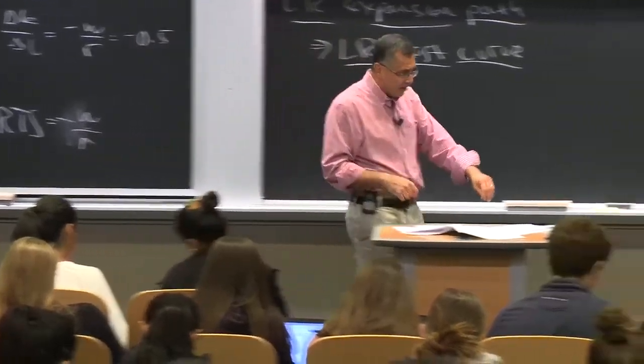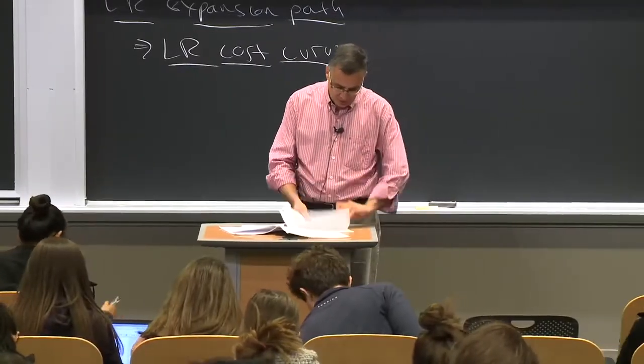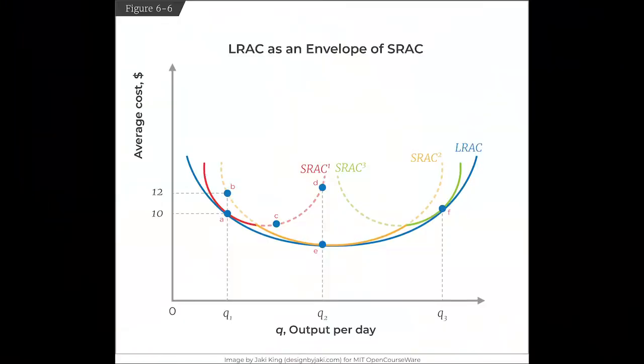So to see that, let's go to figure 6.6. This is a confusing figure, so bear with me as I walk you through it. Consider a firm with 3 possible sizes of plants. They're going to build a plant, so the capital here is the building, and there are 3 possible sizes: small, medium, and large. The small plant has the curve SRAC1. What does that curve mean? That means the small plant is SRAC1, the medium plant is SRAC2, and the large plant has SRAC3.